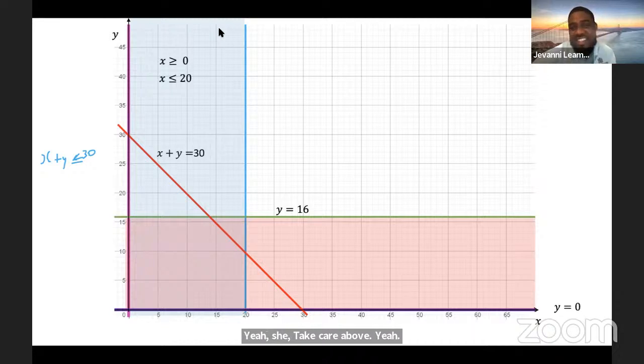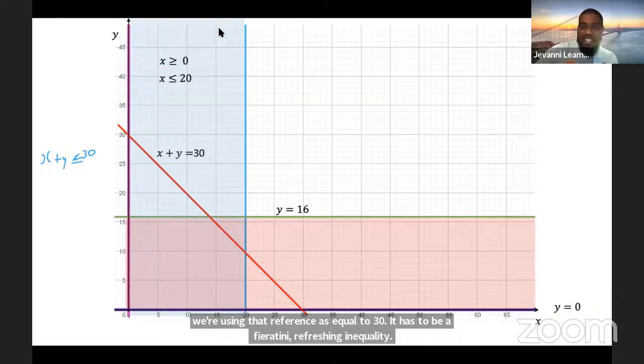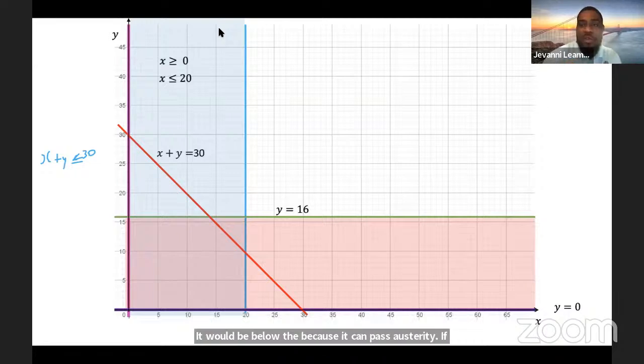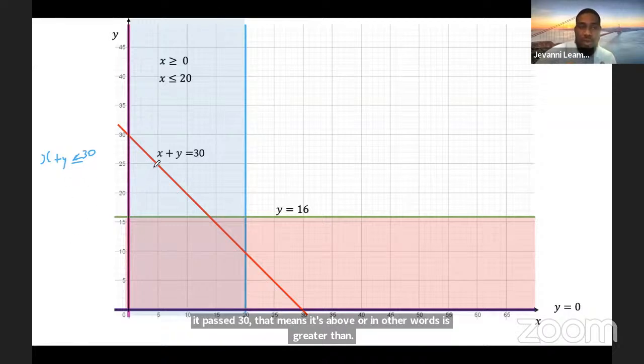Oh, you see that, everybody? She just said if it's less than or equal to 30, that means it can't pass 30. And that's very important for something that we will be doing. Let's hope everybody remembers that part that she just mentioned. So she says that for x plus y equal to 30, if we're shading the inequality, it would be below because it can't pass 30. If it passes 30, that means it's above, or in other words, it's greater than. All right? So we'll be shading below.